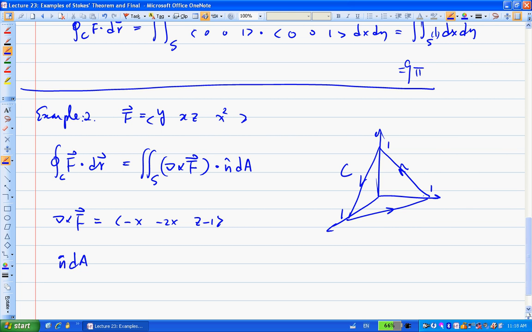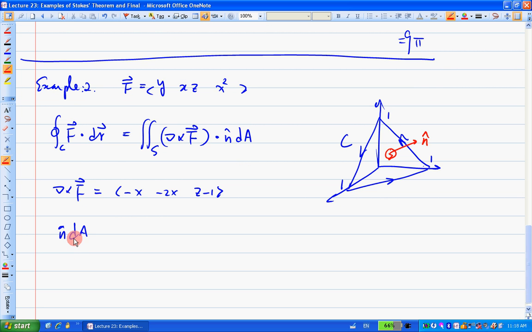If I use this little circle right here and the right-hand rule, the n hat must be pointing this way, right? It's pointing this way. The next thing is I need to figure out what the n hat dA is, or n hat is. This is basically a plane here.